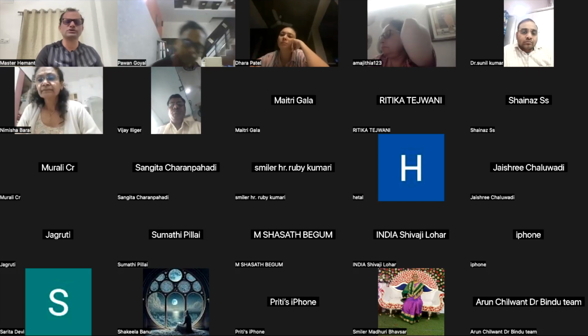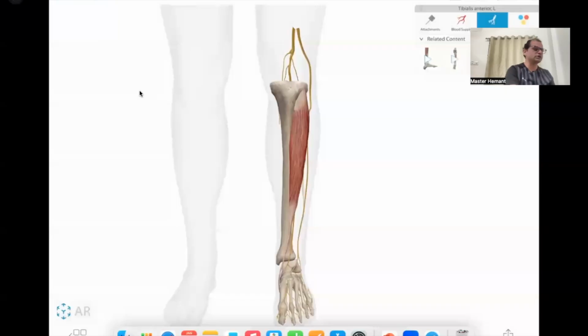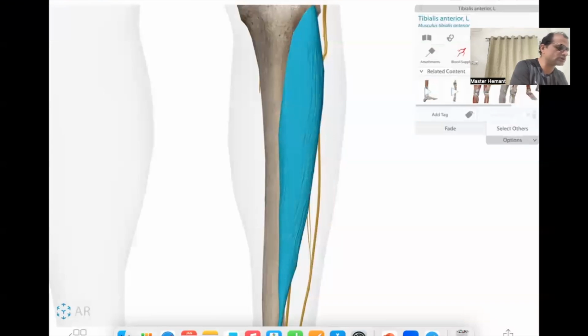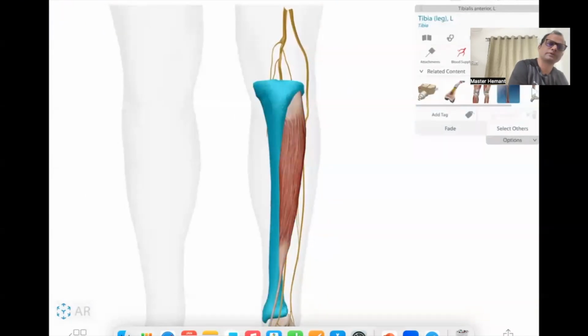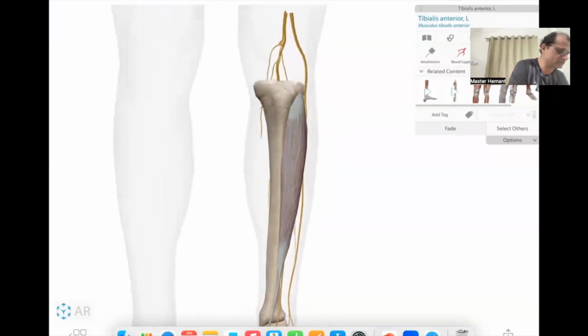So I will show you once again this muscle here. So we can see this image. This is the muscle we are talking about that is called tibialis anterior because this is the tibia bone. This is the tibia bone and the muscle attached to the tibia bone is called tibialis anterior, right?